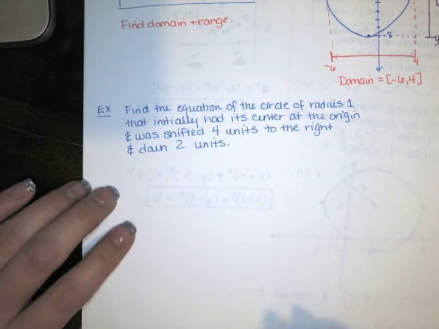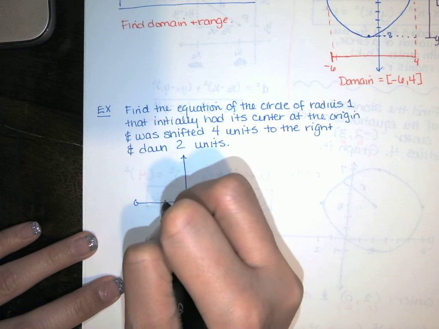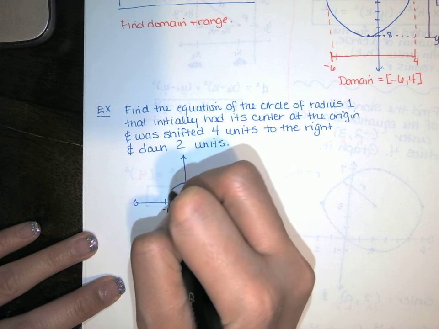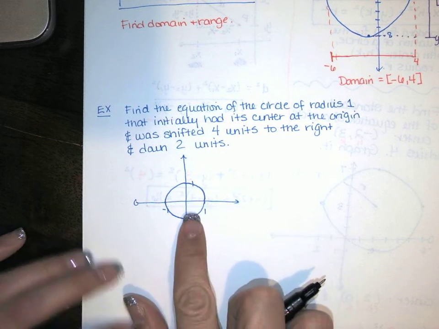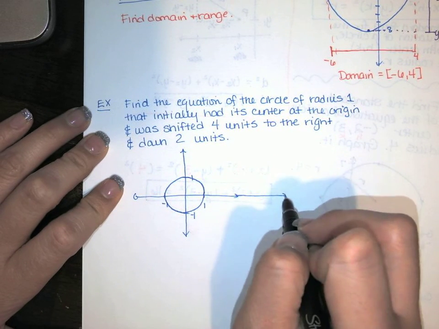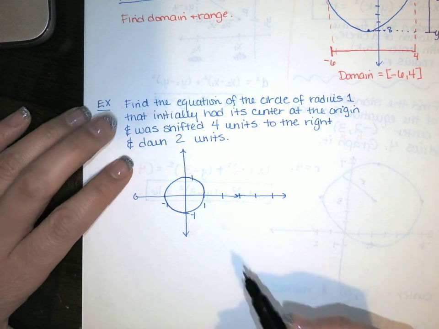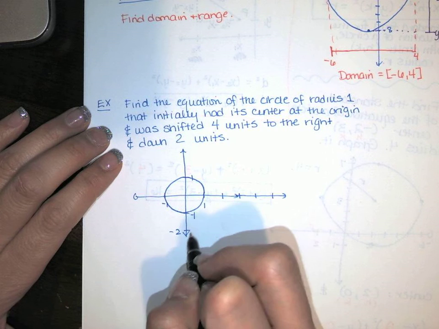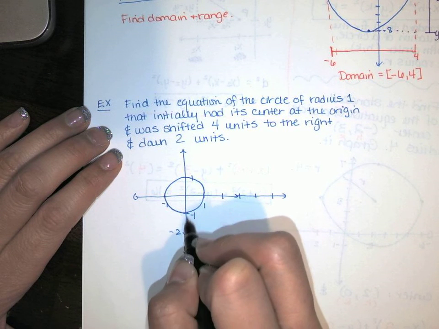So let's think about this. It's just a circle of radius 1. So it goes from -1 to 1 and -1 to 1. And they said initially it was centered at 0, 0. So we're right here. And now we're going to take this whole thing and shift it 4 units this way. So I want to go over 1, 2, 3, 4. And then I want to go down 2 units. So this is -1, and that's -2.